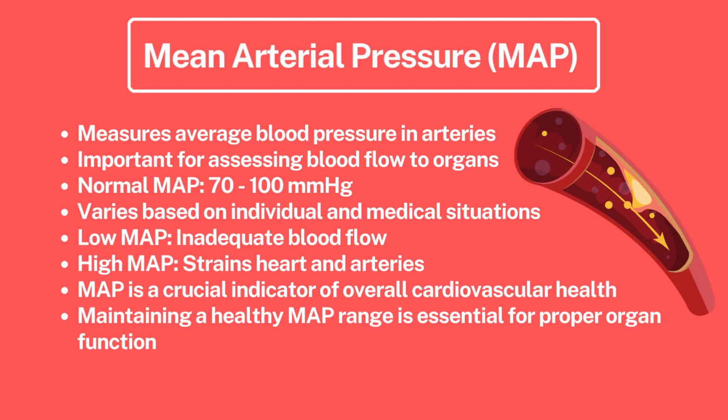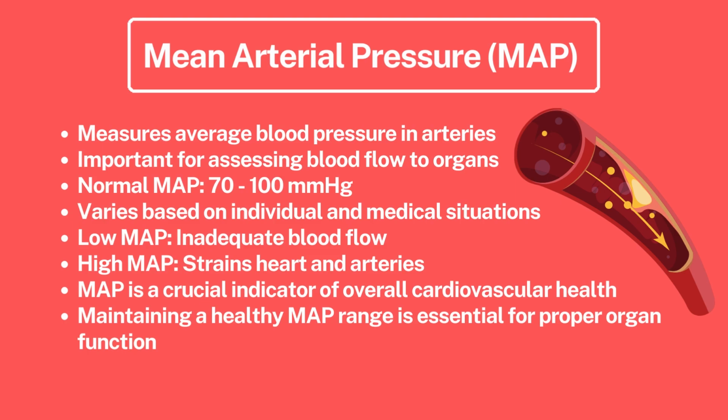So, why is this crucial? Well, it's all about ensuring that your organs get the oxygen and nutrients they need to function properly. Now, when it comes to the number, a normal MAP falls between 70 and 100. In critical care settings, MAP becomes even more important. It's a tool to manage patients' perfusion, making sure their organs get the blood flow they need.